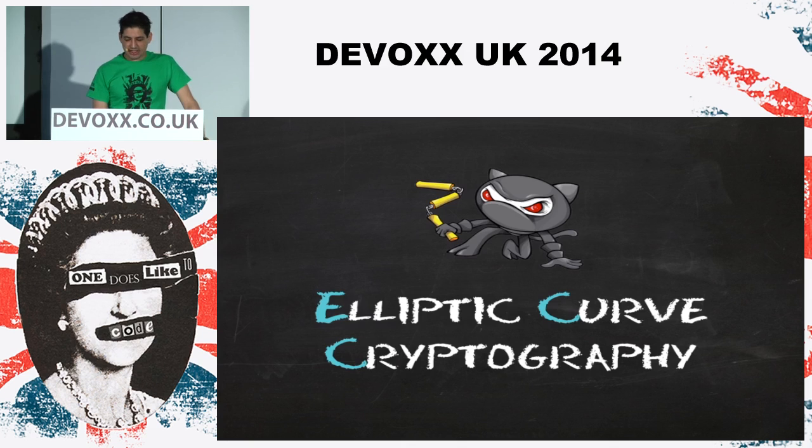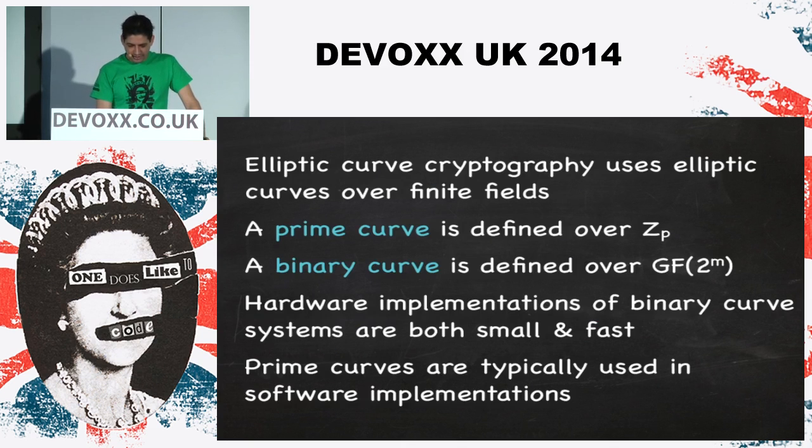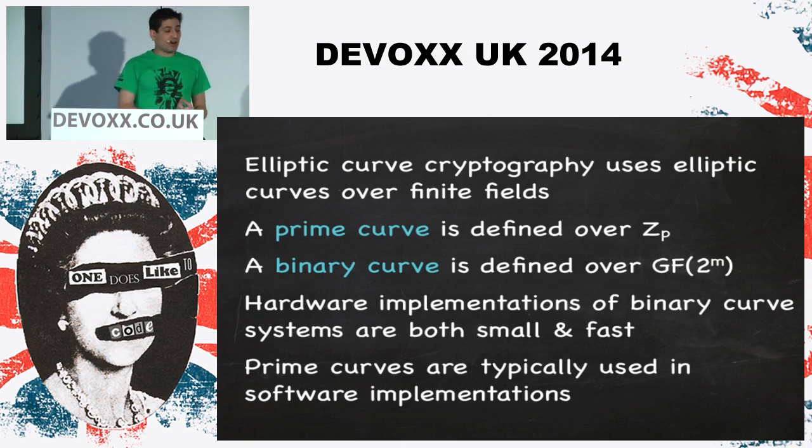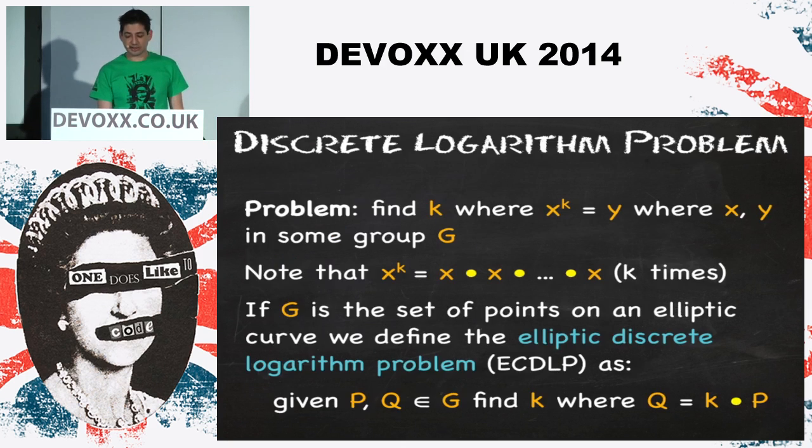So how do elliptic curves use this? We either use a prime field, integers 1, 2, 3, 4, 5, or we use a binary field, booleans. The reason why we look at those two is hardware is much better at implementing binary ones. Prime ones are much better for software and for human understanding.